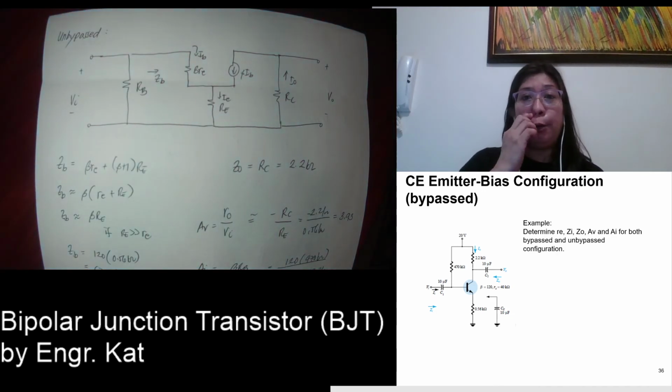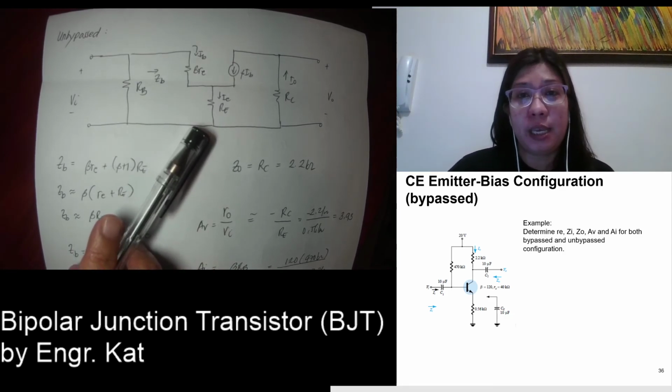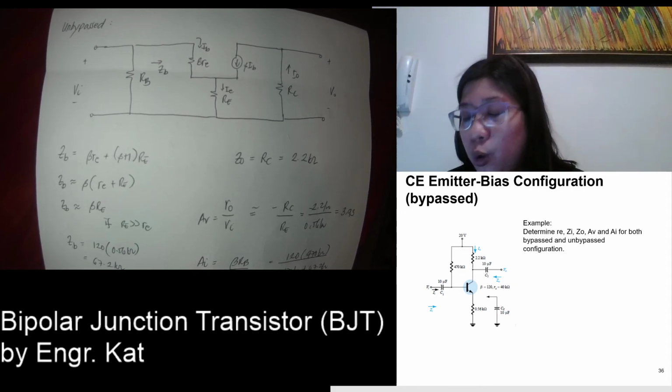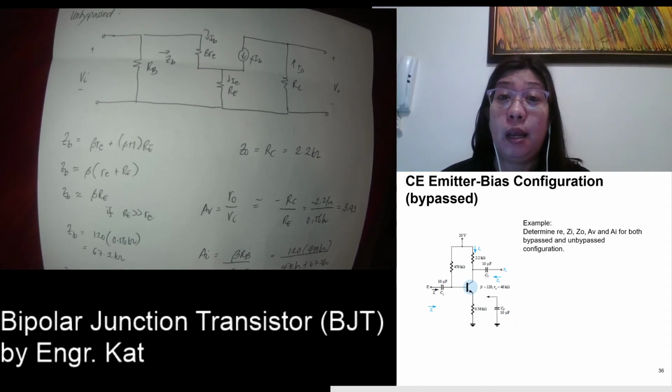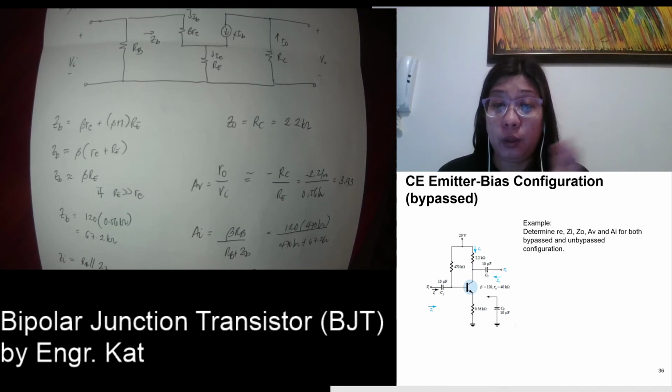So this will be your AC equivalent circuit. You have here your RE. Okay? So in this case, on the next video, I will be explaining to you how this formula has been derived, but we just have to solve first for the 4 parameters.